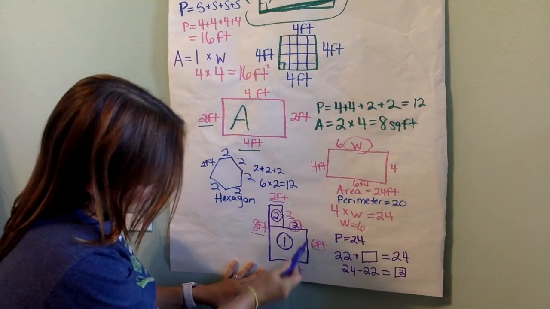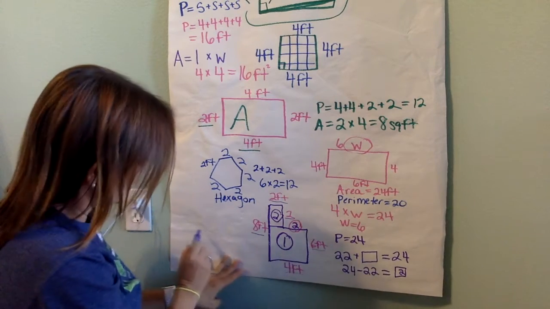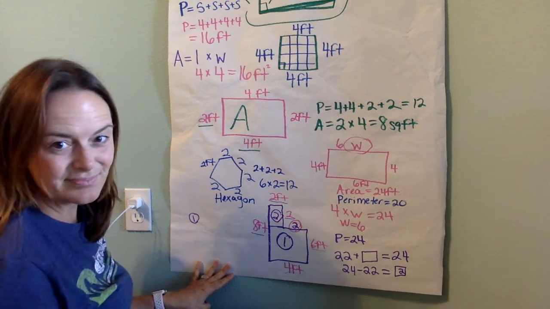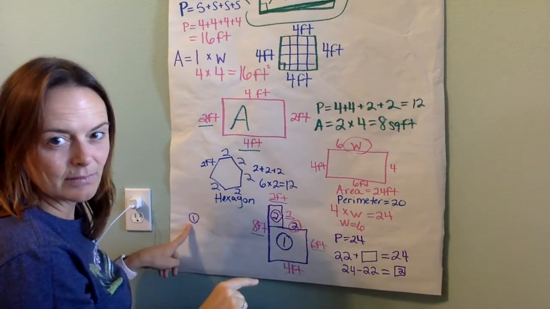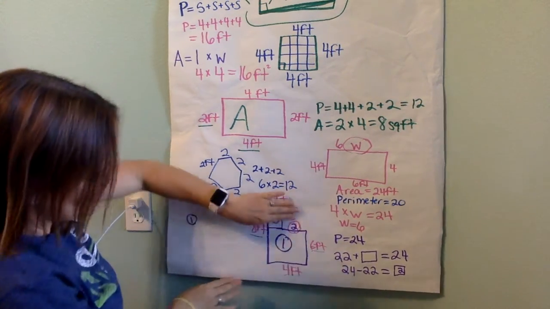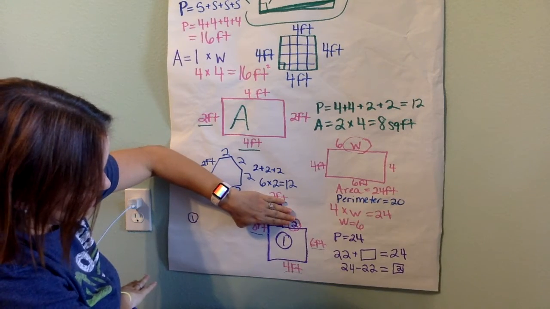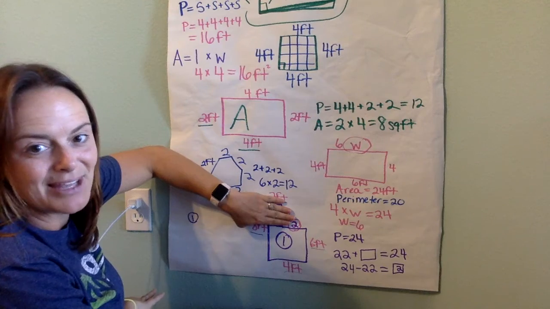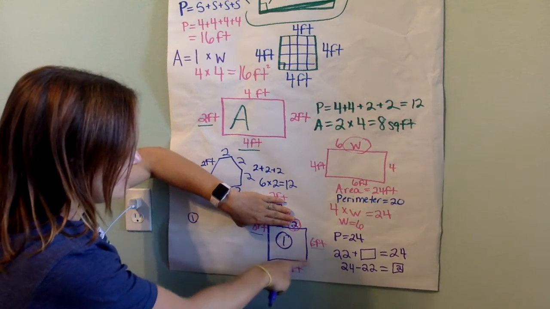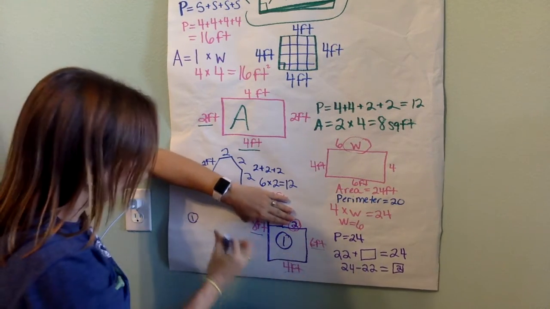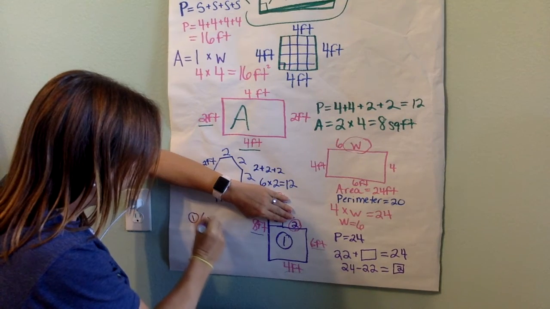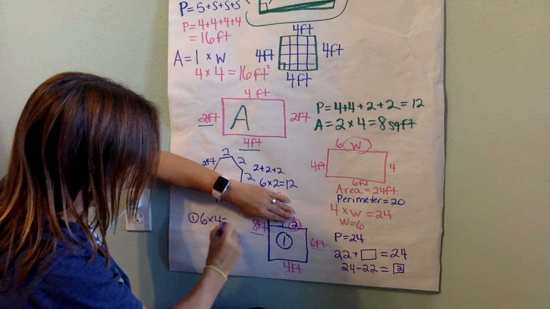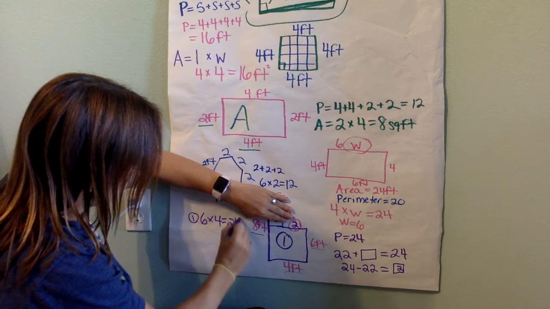What is length times width of the first shape? Shape number 1. Length times width. I'm just looking at this square. Well, apparently it's not a square because the sides are different, but Miss Kriby can't draw very well. This side times this side. 6 times 4 equals 24. Okay, but I'm not done.